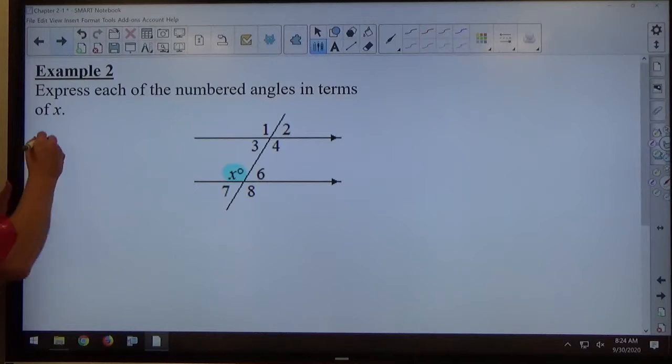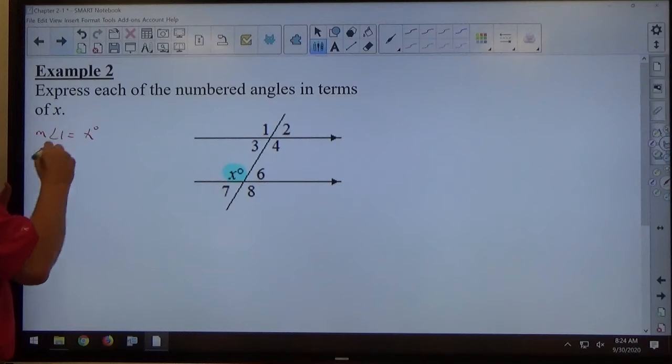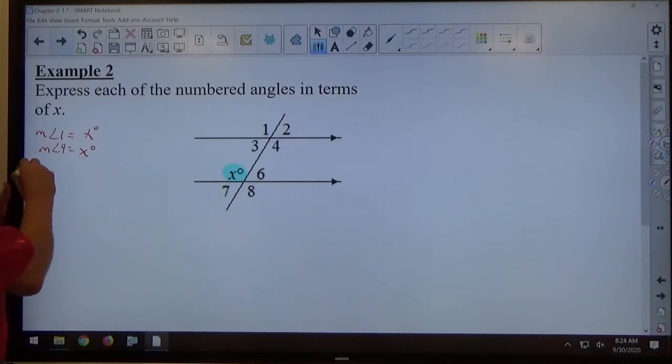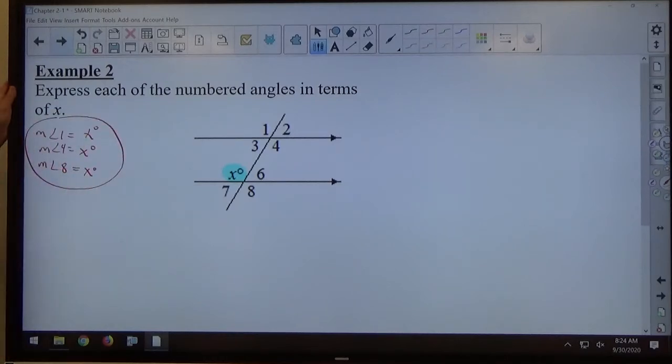So I immediately know that angle 1 equals x, or measure of angle 1 equals x degrees. The measure of angle 4 equals x degrees. And the measure of angle 8 equals x degrees. So those three angles are found. They're all obtuse. They all share the measure of x.